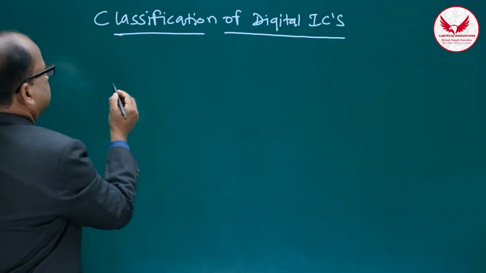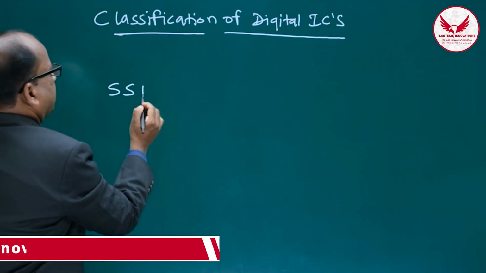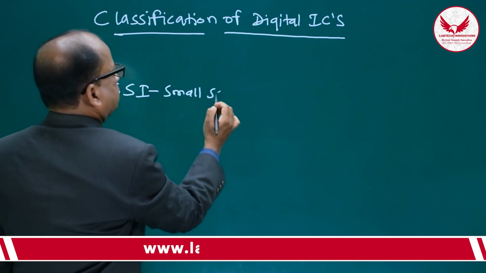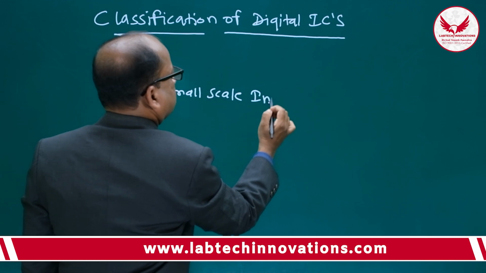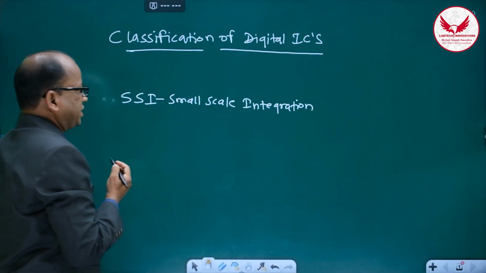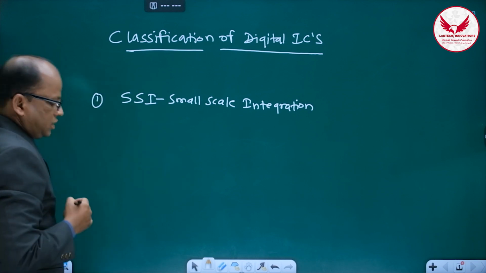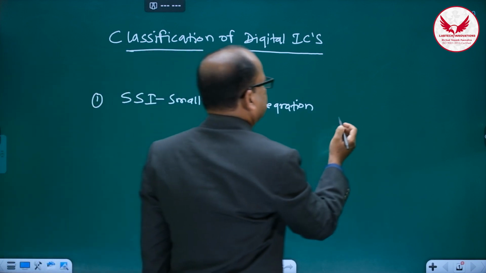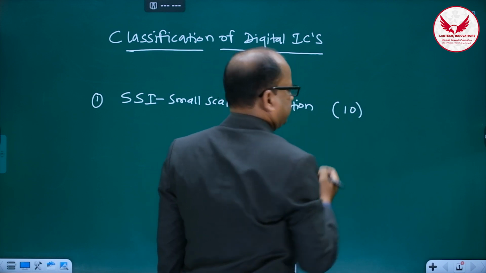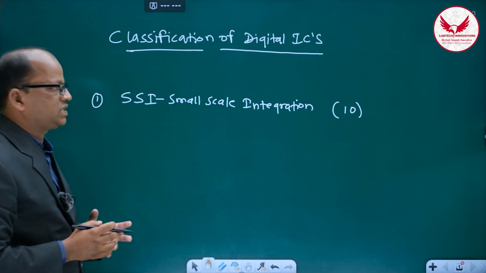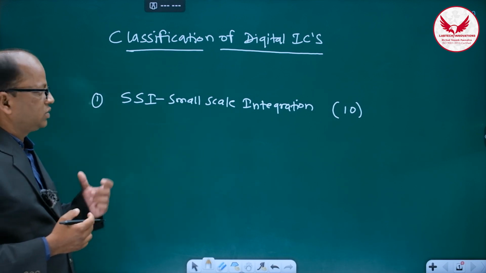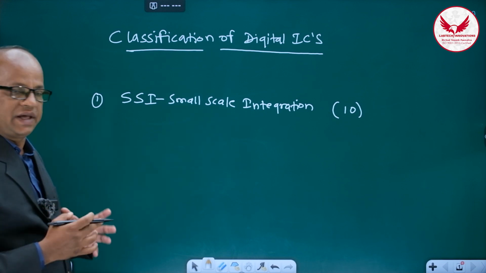So the first is SSI. It is nothing but small scale integration. In case of SSI, the number of components mounted on a single chip is around 10. So 10 components, which may be active or passive, inside an IC. IC is nothing but the integrated circuit. So inside this, the 10 components are integrated.